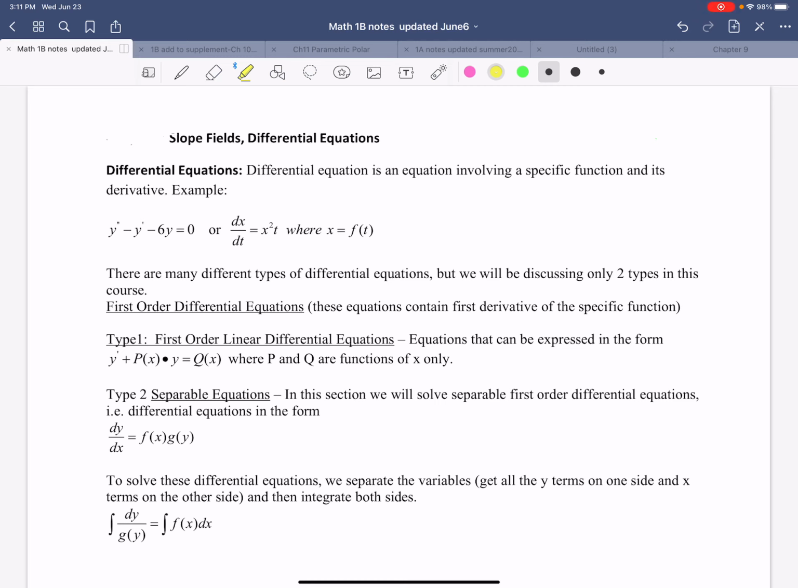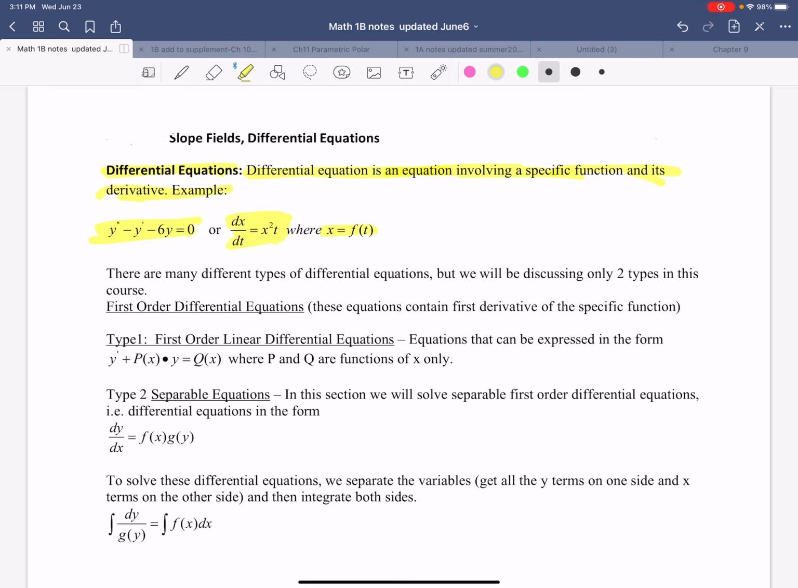Today we are going to introduce differential equations and talk about slope fields. A differential equation is an equation involving a specific function and its derivative. Here's an example: y double prime minus y prime minus 6y equal to 0. It's a differential equation because the dependent variable is y and it involves the derivatives of y. Another example: dx over dt is equal to x squared t, where x is a function of t. That is also an example of a differential equation.